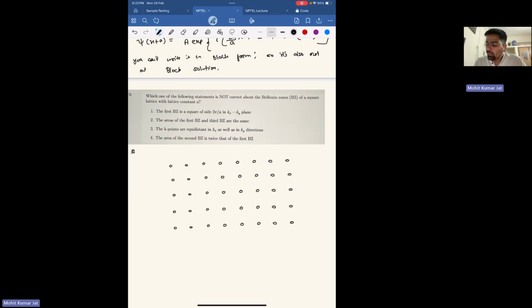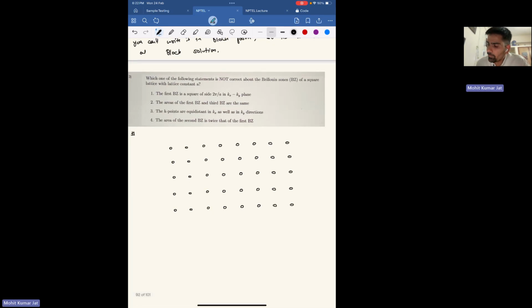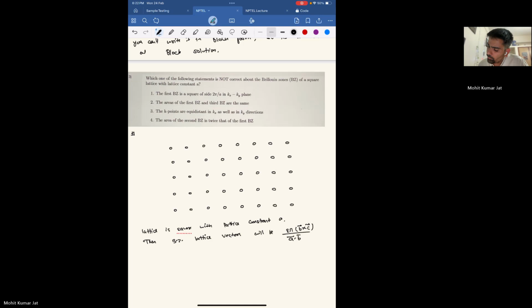The first Brillouin zone is a square of side 2 pi by a in the kx ky plane. If my lattice is square with lattice constant a, then for the Brillouin zone, the reciprocal lattice vectors will be 2 pi b cross c over a dot b cross c. Right? This is what it is.